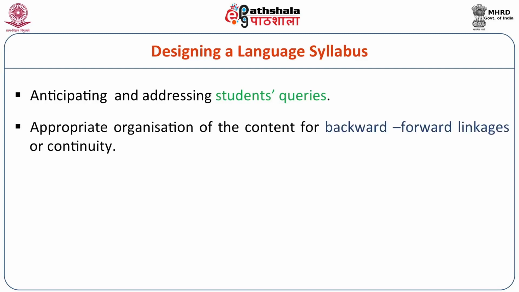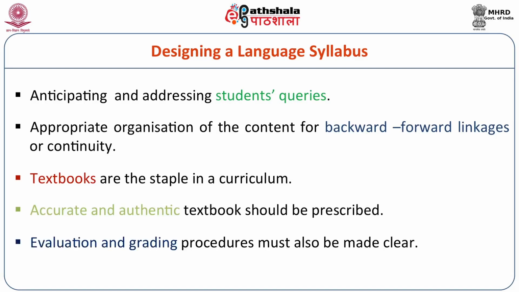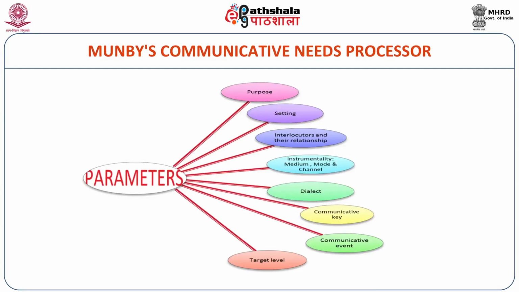So once again: anticipating and addressing students' queries before designing a language syllabus, appropriate organization of the content for backward-forward linkage or continuity, then textbooks are the staple in a curriculum, accurate and authentic textbooks should be prescribed, and finally, evaluation and grading procedures must also be made clear. Now you can see in this particular chart Munby's communicative needs processor and its parameters: from purpose till target level, he has discussed setting, interlocutors and their relationship, and then dialect, communicative key, and events as well.